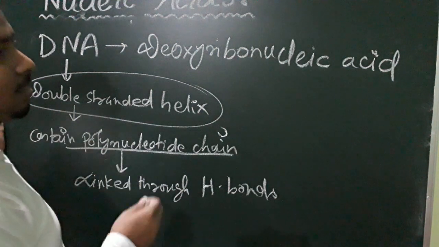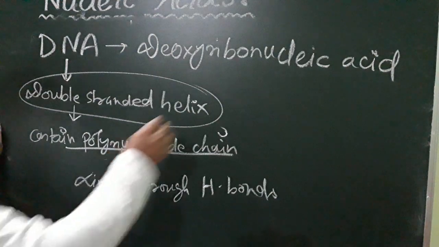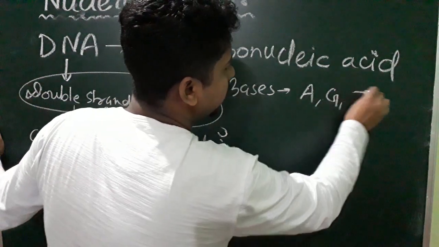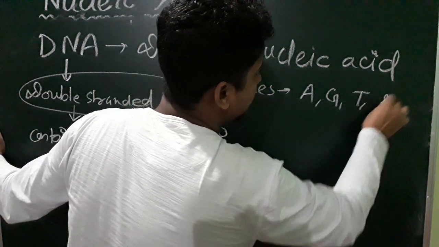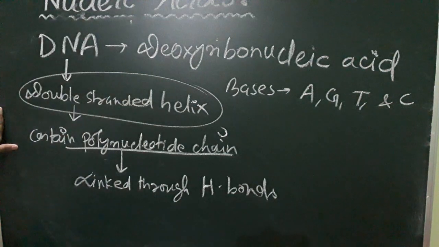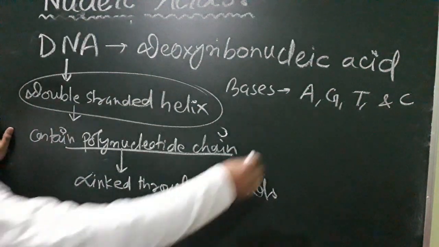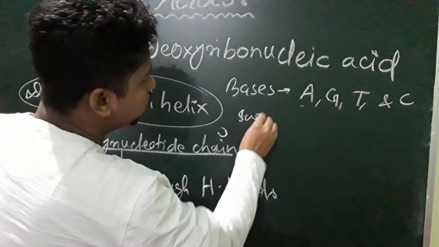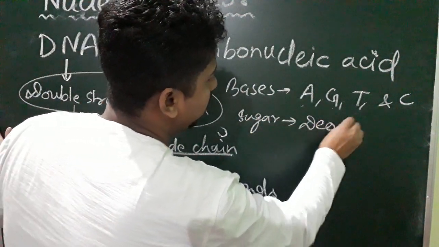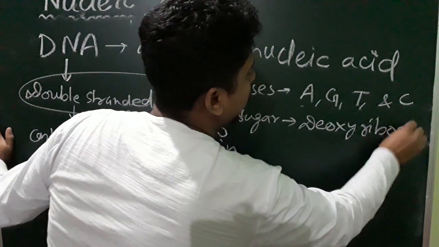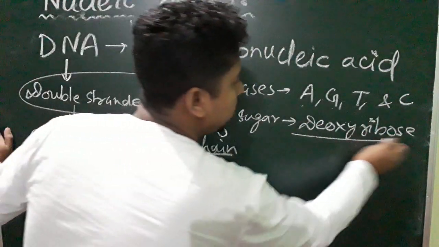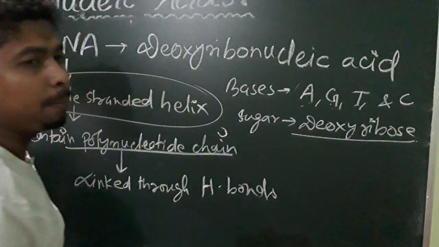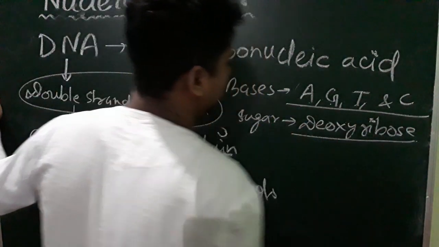So what are the bases that are present in DNA? The bases present in DNA are A, G, T and C, which means adenine, guanine, thymine and cytosine. And what is the sugar? The sugar is a deoxyribose sugar unit. Adenine and guanine are purines, and thymine and cytosine are pyrimidines. So these are the bases present in DNA.